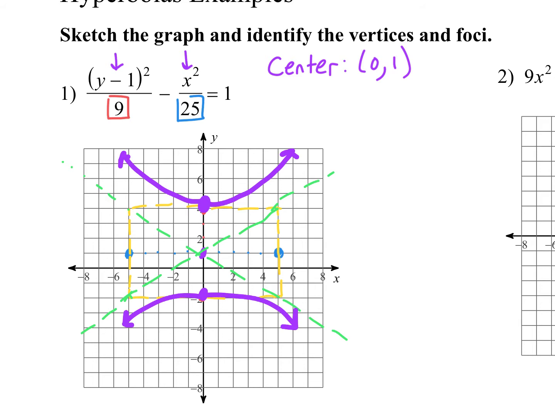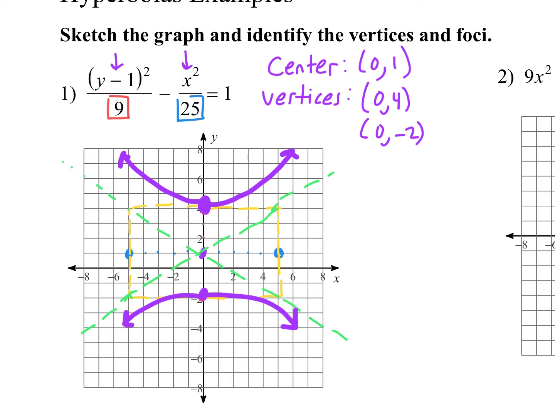That means the vertices, since we were opening up and down, are going to be the top and bottom points. It looks like for the top, the coordinates would be 0, 4, and for the bottom, 0, -2. So that's our vertices. Now the foci are slightly different than they were for an ellipse. The foci on these, let me go back to F.